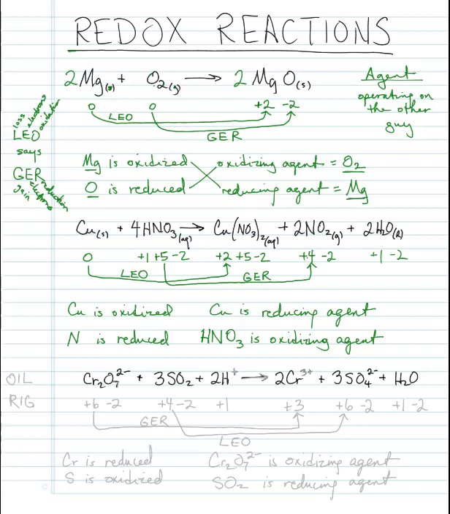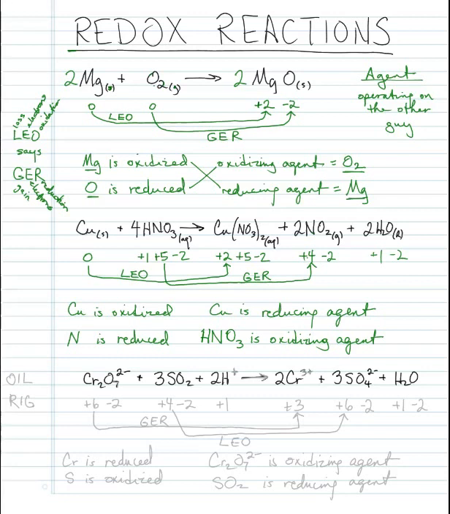So we can figure out which compound to grab. Okay, now let's do one last one here. We have some dichromate ion. In this case, we don't have a molecular equation. We have an ionic equation.